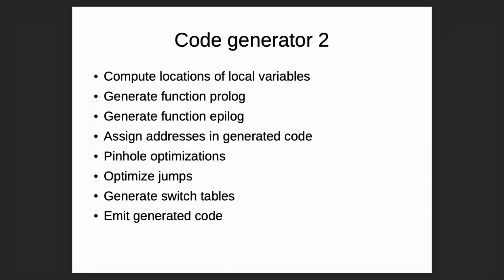Optimize jumps. Jumps to jumps, you can skip the intermediate jump. And that again can expose more opportunities for shrinking the code, so that's done iteratively too. Once you're all done with that, you can generate the switch tables because now you know where they go. And lastly, you emit the generated code.